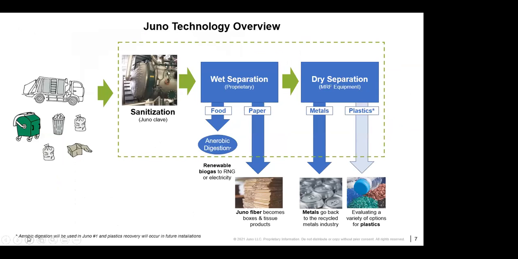So when you look at the Juno technology, really, we're focusing in on taking in commercial waste out there. And we've actually switched in our processing to residential waste currently, just trying to get the volume that's required to feed our commercial operation. And we go through a sanitization process. So it's basically a Juno clave that we feed. It's a batch operation that we feed our waste product into.